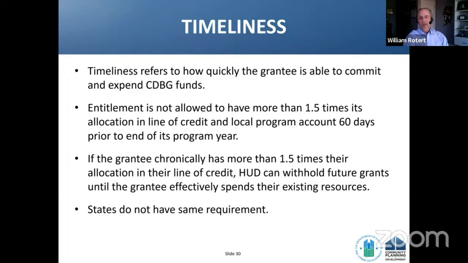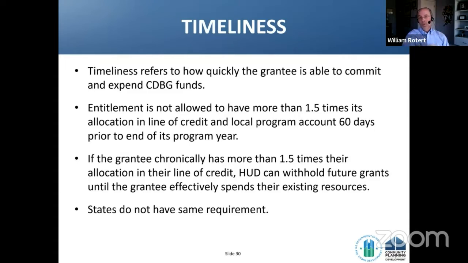HUD has signaled that they will try to take that into account in making these determinations given the circumstances we're under with COVID. But we wanted to just remind you of the timeliness requirements. Timeliness refers to how quickly the grantee is able to commit and expend CDBG funds. And incidentally, why does anybody care?